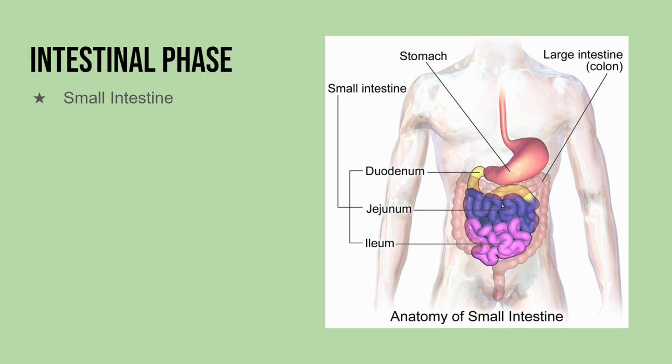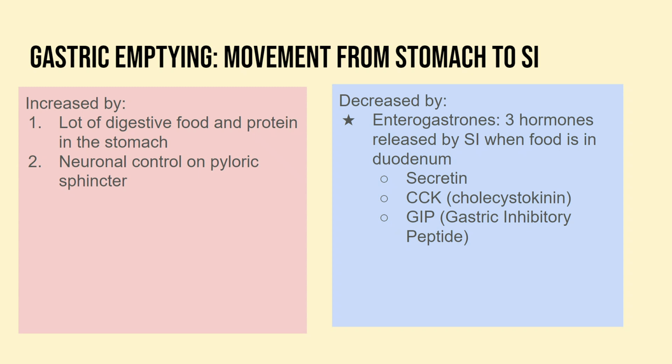On to phase 3, the small intestine. This is where a lot of absorption is taking place. But before we get into the small intestine, we have to empty from the stomach into the small intestine. So gastric emptying is a highly regulated process.